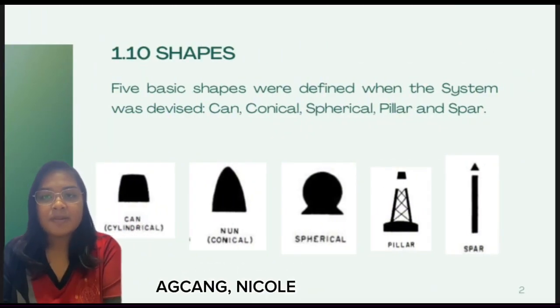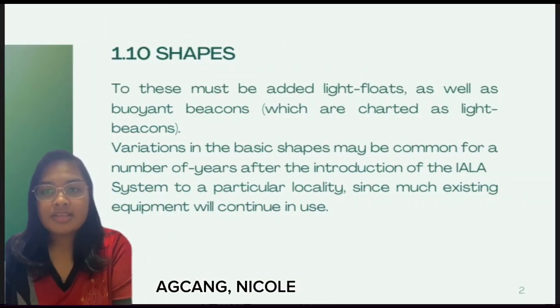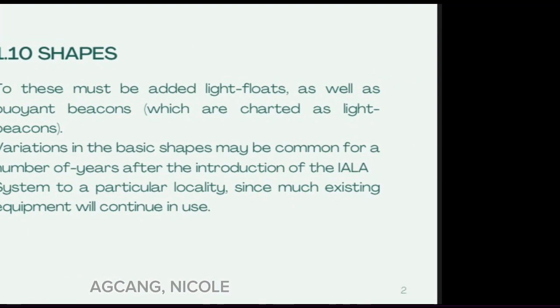Part 10 is shapes. 5 basic shapes were defined when the system was devised: can, conical, spherical, pillar, and spar. To these must be added light floats as well as buoyant beacons, which are charted as light beacons. Variations in the basic shapes may be common for a number of years after the introduction of the IALA system to a particular locality, since much existing equipment will continue in use.